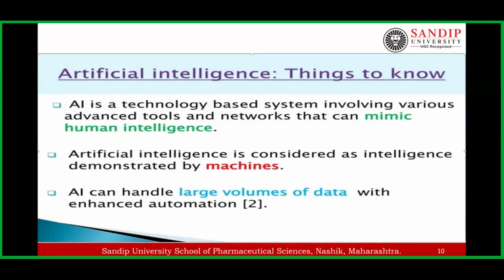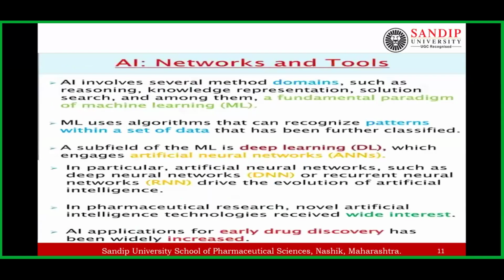So it was demonstrated by the machines, and it can handle large volumes of data. If you are doing it manually or conventionally, we can't handle a lot of data and intercomparisons between the existing data. But these things can be achieved with the help of artificial intelligence.